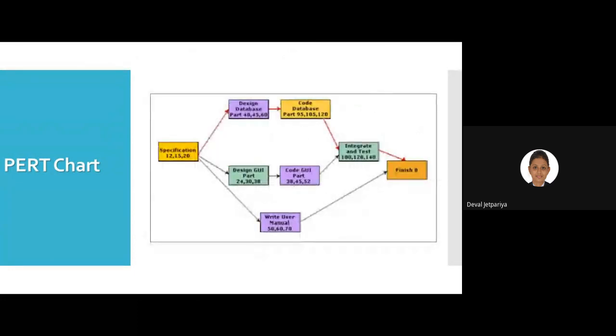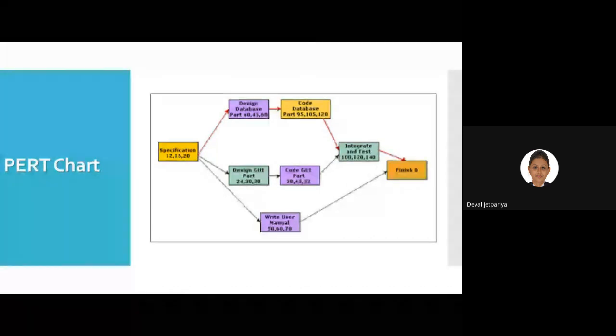See, this is the dependency chart of each and every activity. One is specification. From that we are identifying database design, GUI design, and user manual. Those modules are again dependent on some other activities. Now you can see over here, with each activity we have defined three terms, right? Say for example, specification has 12, 15, and 20.